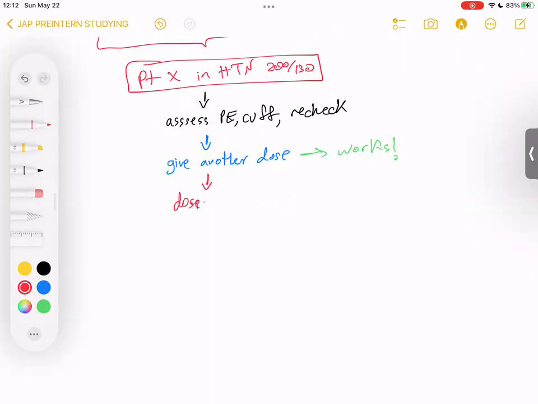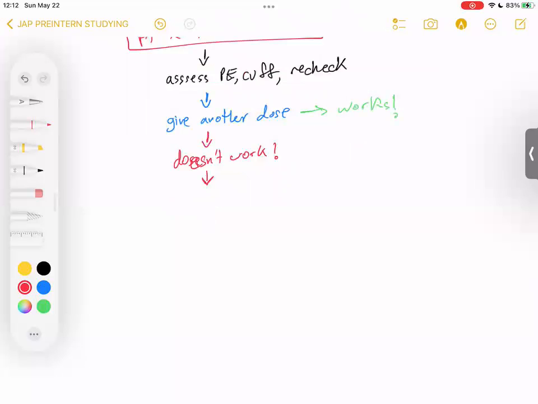But if it doesn't work, then what do you do? ICU admission. Perfect. So now you're edging towards the idea of ICU. So now this patient really requires ICU monitoring, because now the patient's blood pressure is not responding to multiple IV doses of hydralazine, labetalol, whatever. But remember, for this, you need the attending approval. So you can't just send a patient to an ICU.